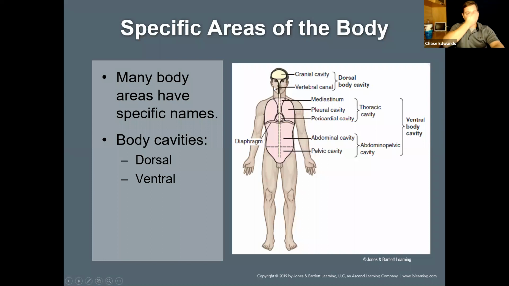All right, so body cavities. Dorsal cavities, like your posterior, include the cranial cavity and spinal cavity. So the cranial cavity and then the spinal cavity. And then you have ventral cavities, which is anterior, which is towards the front, right? It includes the thoracic cavity, abdominal cavity, and the pelvic cavity.